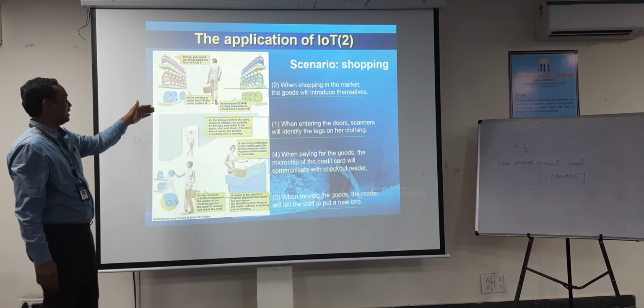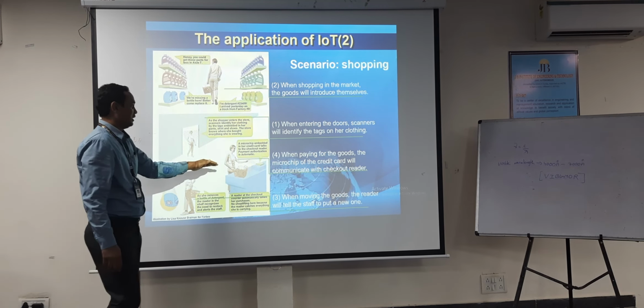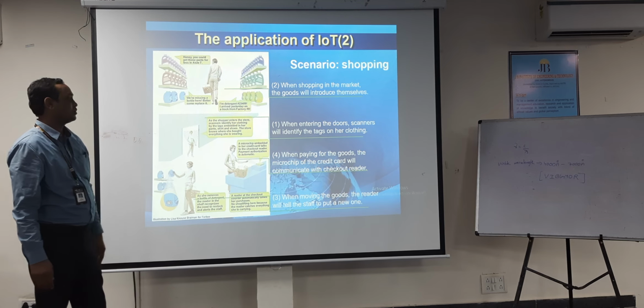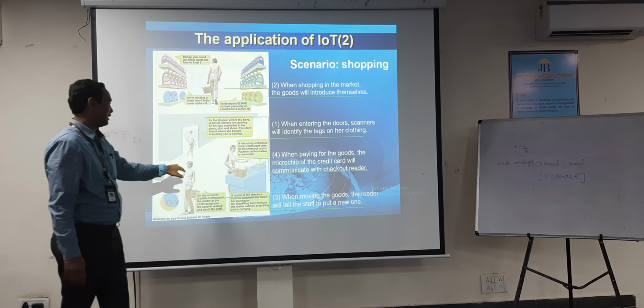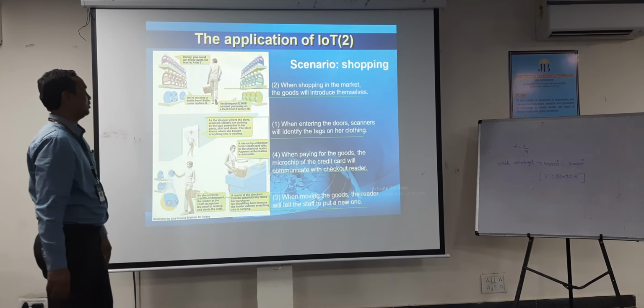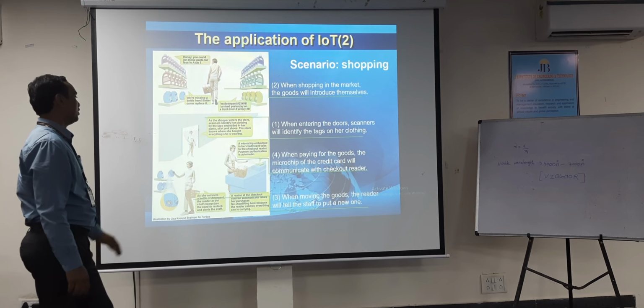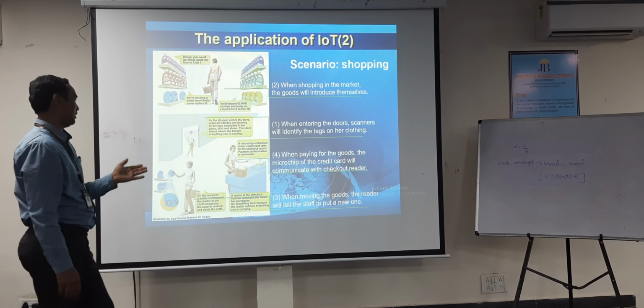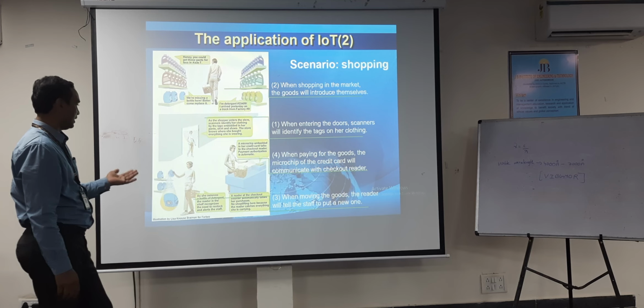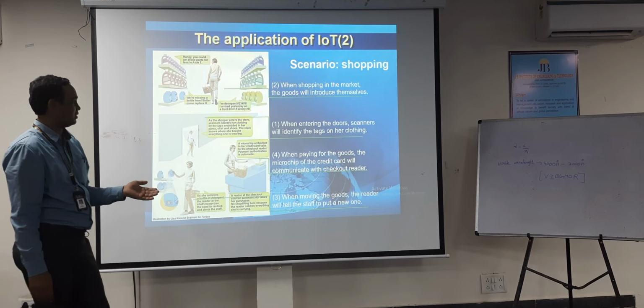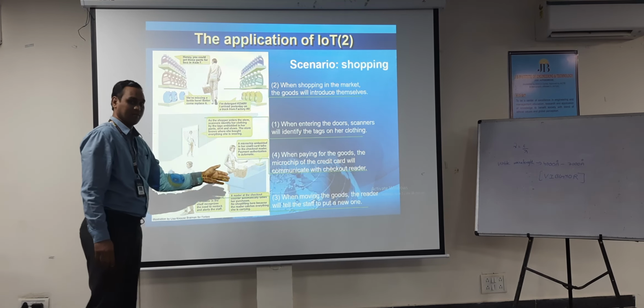Clear? In this way, after taking the goods, he is going to the checkout. Okay. So what happens here at the time of checkout? There is no need to do anything. Clear? So the payment is made through the microchip of the credit card, which communicates with the checkout reader. Clear? So there is no need of swiping anything. Okay.